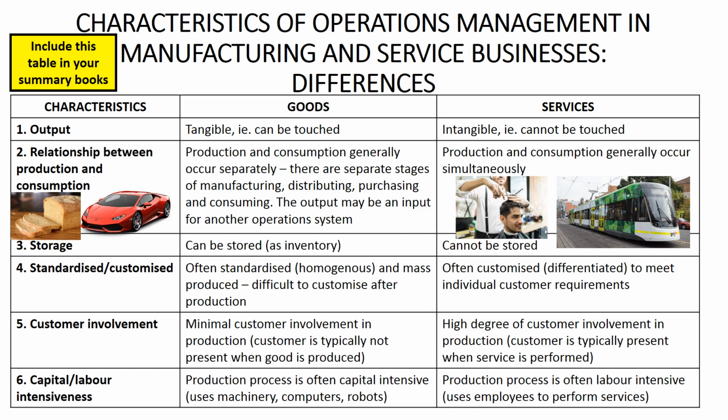The fourth difference is that the goods produced by a manufacturing business are often standardized, that is, they are homogeneous or the same, and they're often mass-produced, that is, lots of goods are generally made at the same time. However, the services performed by a service business are often customized, that is, they are differentiated or tailored to meet individual customer requirements.